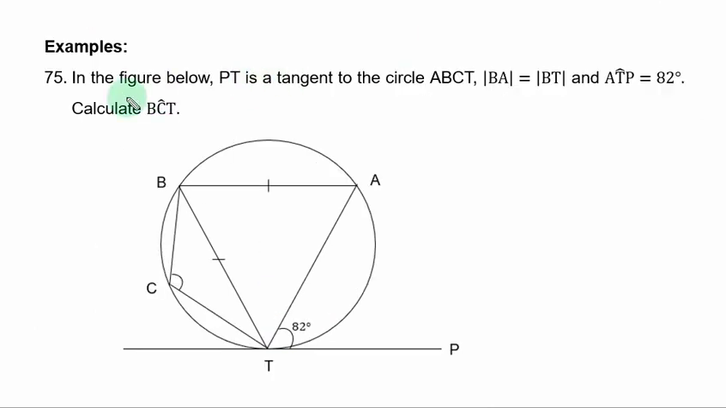Example 75. In the figure below, PT is a tangent to the circle ABCT. BA is equal to BT and angle ATB equal to 82 degrees. Calculate angle BCT. That is this angle. Let us take the solution.